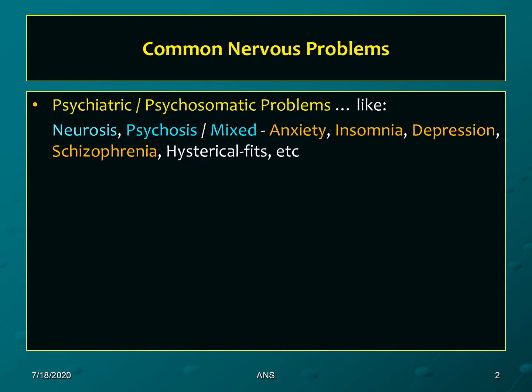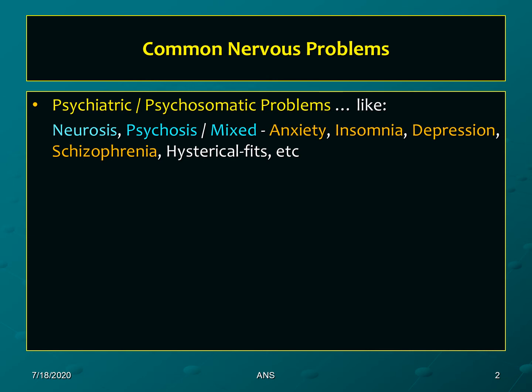Now, the common nervous problems. Obviously, the first one is the psychiatric problem. We also call them psychosomatic, meaning although the origin is psychiatric in nature, their effects appear on the body. There may be some other signs and symptoms which the patient may be feeling, but the reason behind is psychiatric, like neurosis, psychosis, or they may be mixed.